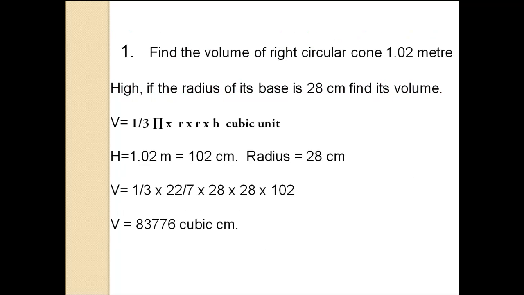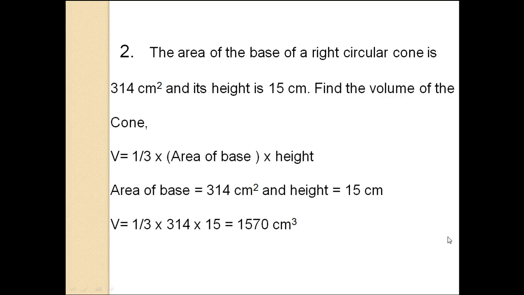First question. Find the volume of a right circular cone 1.02 meter high, if the radius of its base is 28 cm. V equals 1 by 3 pi r square h cubic unit. h is equal to 1.02 meter, which is 1.02 into 100, that is 102 centimeter. Radius equals 28 centimeter. V equals 1 by 3 into 22 by 7 into 28 into 28 into 102 centimeter, that is 83776 cubic centimeter.